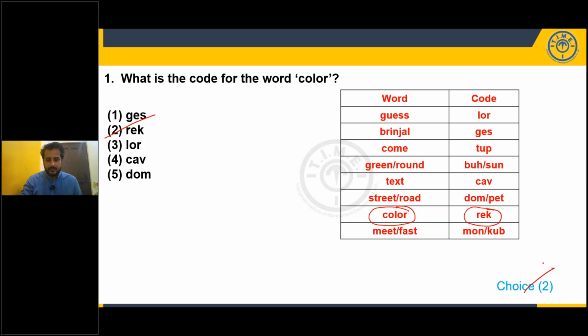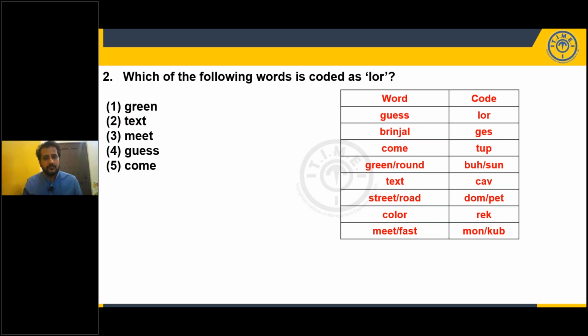Okay. Question number 2. Which of the following words is coded as LOR? So look at the code: where do we have LOR? Here. LOR. And what is the word? Guess. So guess is coded as LOR, which we have in choice 4. So my answer is choice 4.